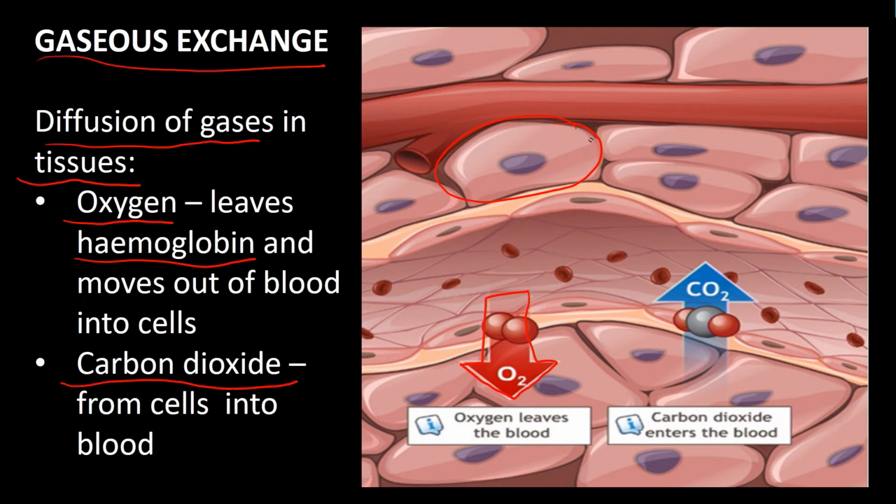Carbon dioxide, on the other hand, a lot of it has been produced in the tissues. So there's a high concentration of carbon dioxide, and that is why the carbon dioxide then moves out of the cells into the blood, because there's a much lower concentration of carbon dioxide in the blood. And the blood keeps flowing, and the carbon dioxide is taken away in the blood, and fresh blood with oxygen is brought past the cells.